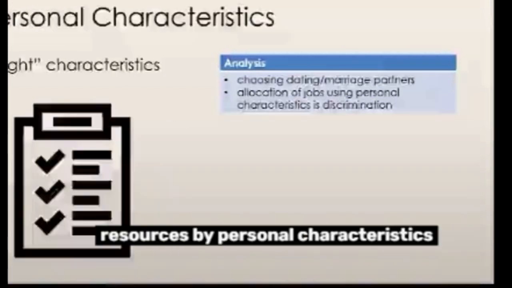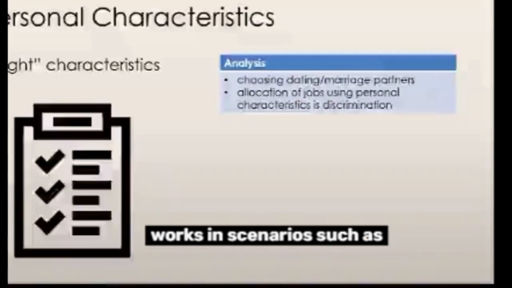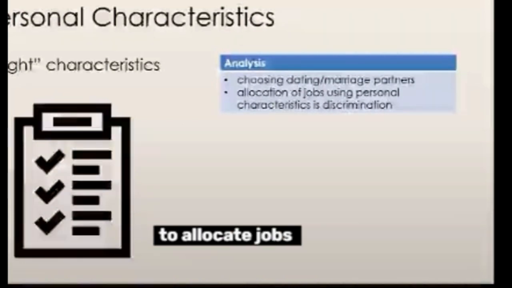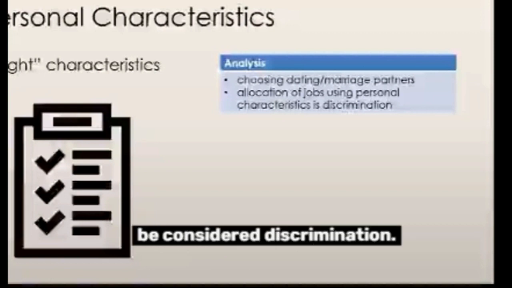Allocating resources by personal characteristics works in scenarios such as picking a dating or marriage partner. In this scenario, one often only looks at personal characteristics. However, if a company tries to allocate jobs based on personal characteristics that don't have anything to do with the requirements of the job itself, it would be considered discrimination.